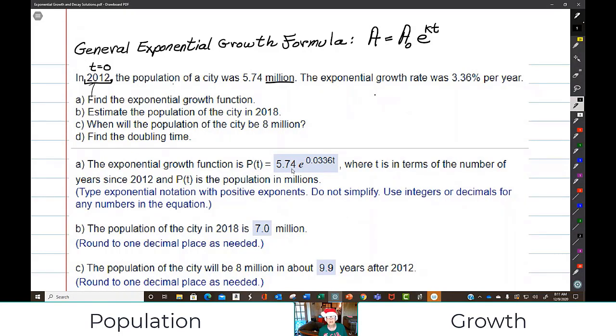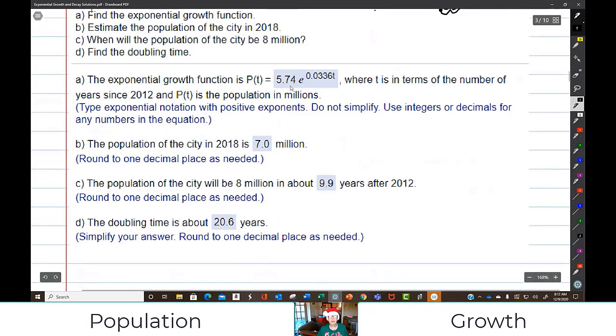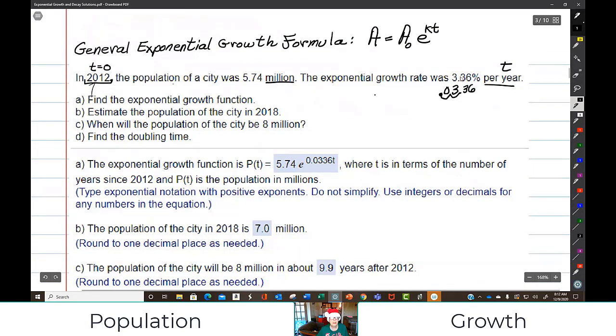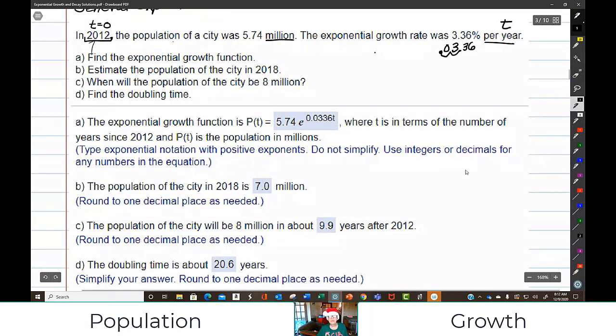5.74, and we just take that as million, times e to the interest rate. This is how we do the interest rate, 3.36%. Move the decimal point two places to the left. And that's what makes it 0.0336. And then T is time, and we know that time is going to be in years. And that gives us our specific formula for this problem. So that's what you do to get the answer to A. You just put the numbers you're given into the formula. And this is what we're going to work with for the rest of the problem.